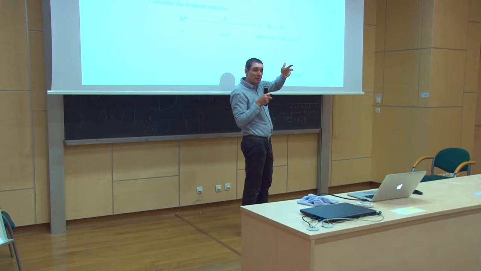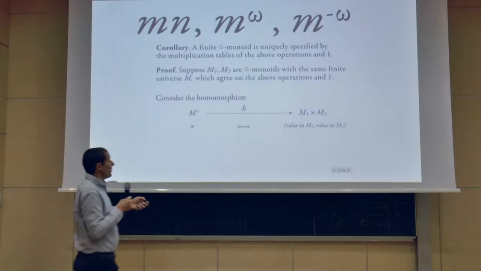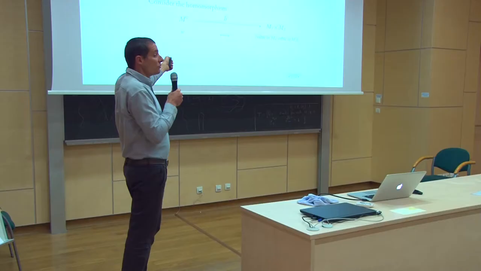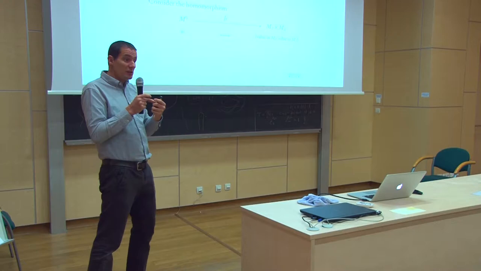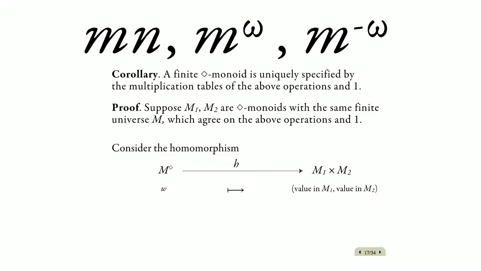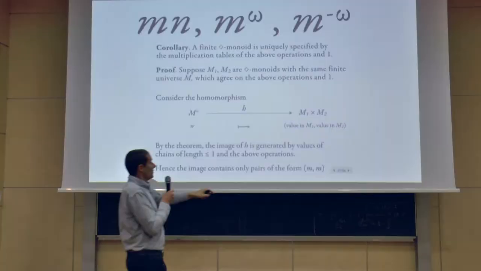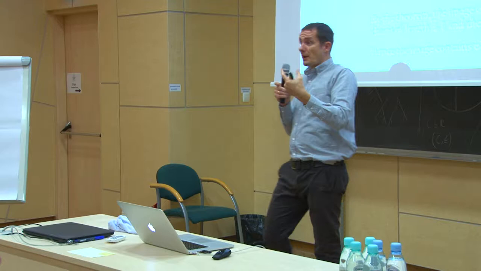Yes? But these algebraic structures were assumed to give the same result for these things. So if you start with the individual letters, you get pairs of the form (m, m). And then if you multiply... Why only (m, m)? Why don't you get (m, m')?